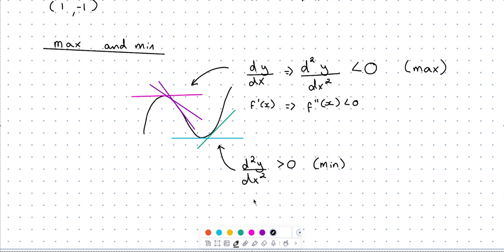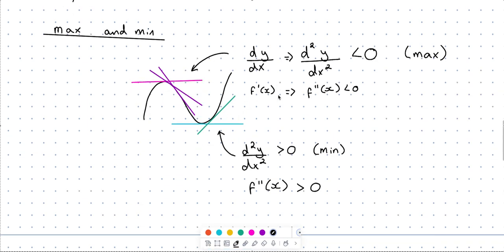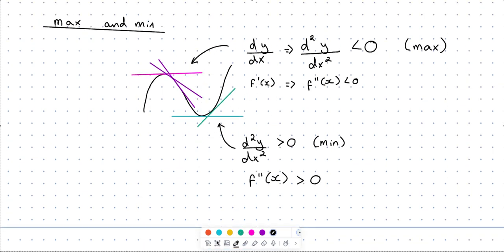The other one here, again, you're going to have f double prime, or f2 prime of x, sorry, wrong notation. It's going to be greater than 0 because it's going to start going up, the slope will be positive. All right, that's the theory. Let's put it into practice.